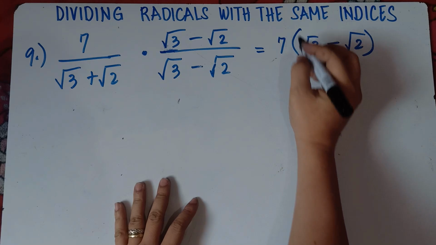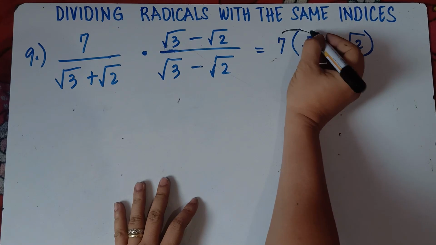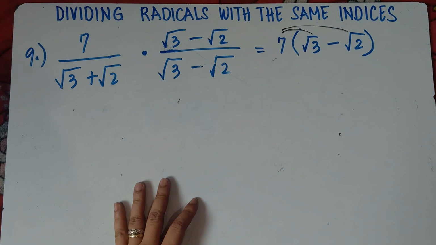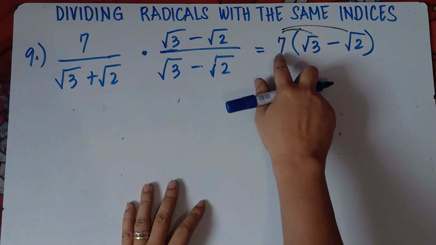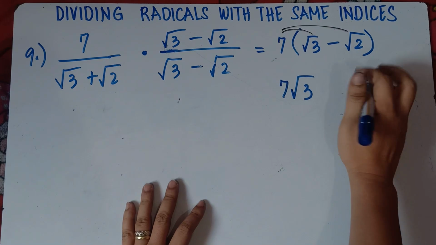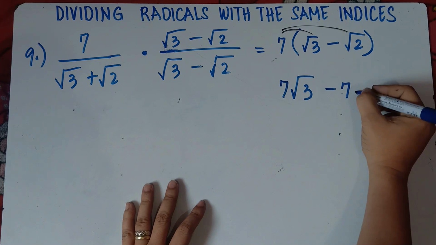And then we can distribute, class. 7 times square root of 3. Distribute this one. 7 times square root of 3, that would be 7 square root of 3. And then 7 times negative square root of 2, that would be negative 7 square root of 2.